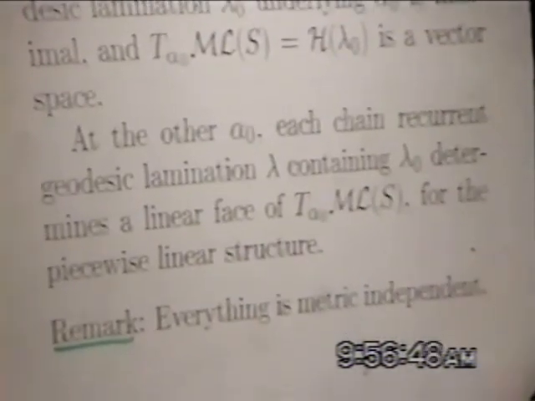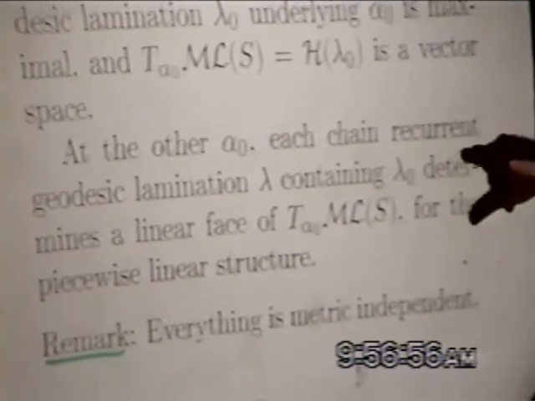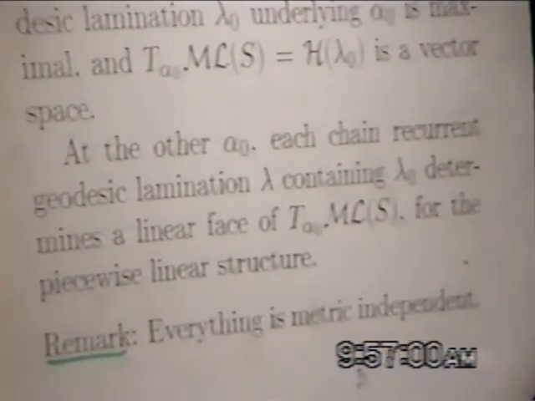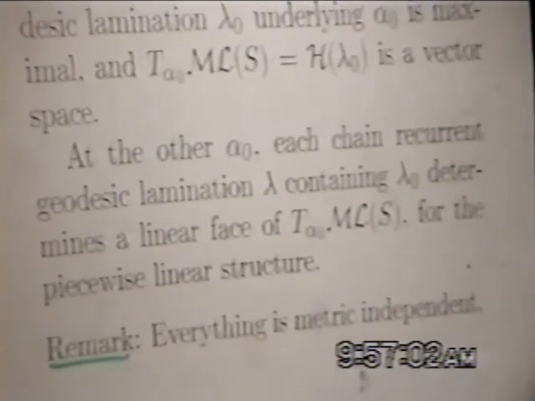And now, if you fix such a lamination and you consider all possible transverse Hölder distributions which can occur in this way, then they form a linear face in the tangent space, which is not trivial only if the lamination is chain recurrent. Well, you know what that is or you don't. It's not too important. Forget about this remark.